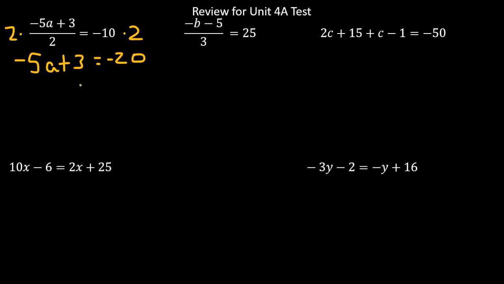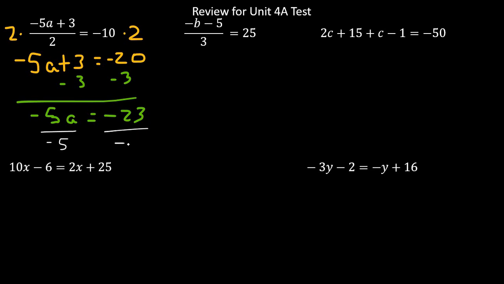We get rid of the stuff that's on the same side of the letter but not touching it. That's the positive 3. So we're going to subtract 3 on both sides. That's going to give us negative 5a equals negative 23. And then we would divide both sides by negative 5. That means that a is going to equal 4.6. I use my calculator to double check.